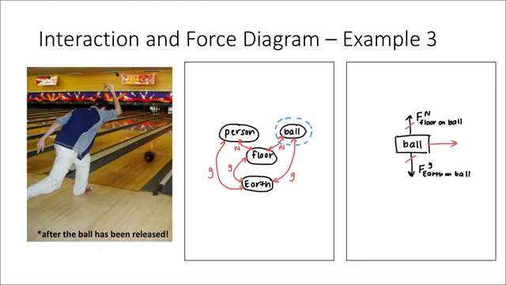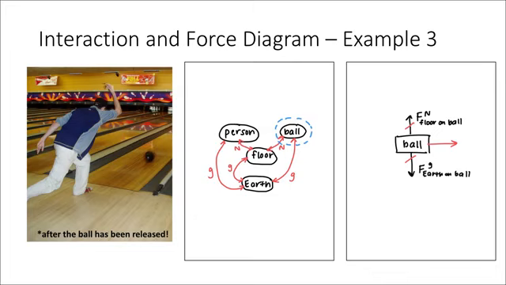Is there anything causing this force after it's left the bowler's hand? The answer is no. Every force has a source. And since the ball is no longer in contact with the bowler's hand, there cannot be any contact force between the person and the ball after it's left their hand.